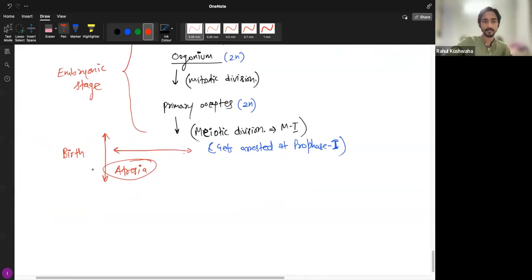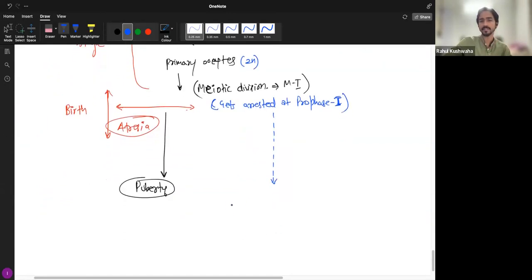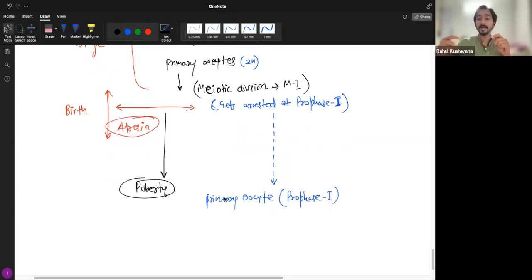Now, from birth till puberty. Let's say this is where it reaches puberty. So in puberty, this prophase 1 arrested oocyte is still there. This primary oocyte, which is arrested at prophase 1, again gets stimulated one at a time.